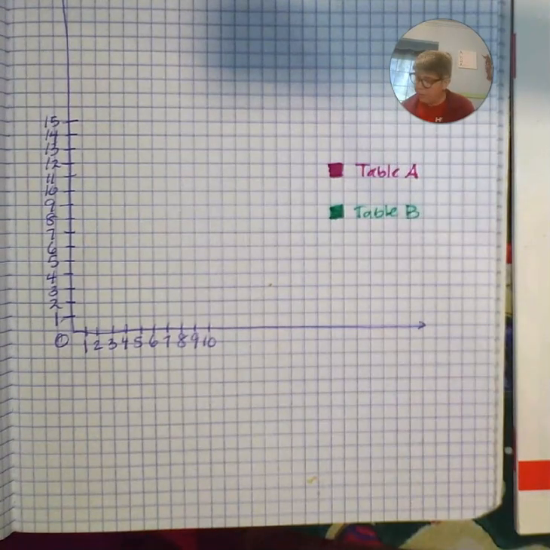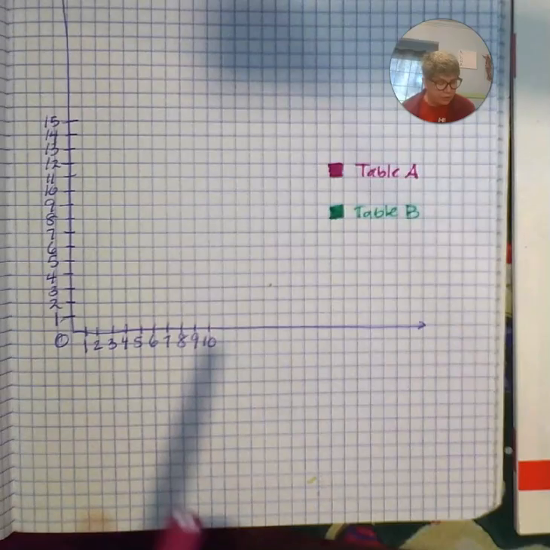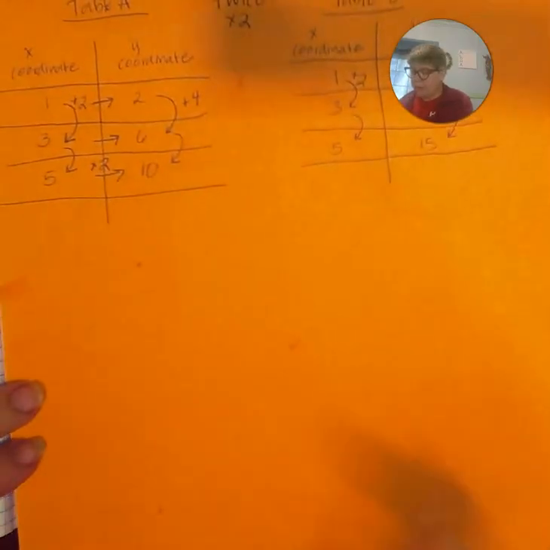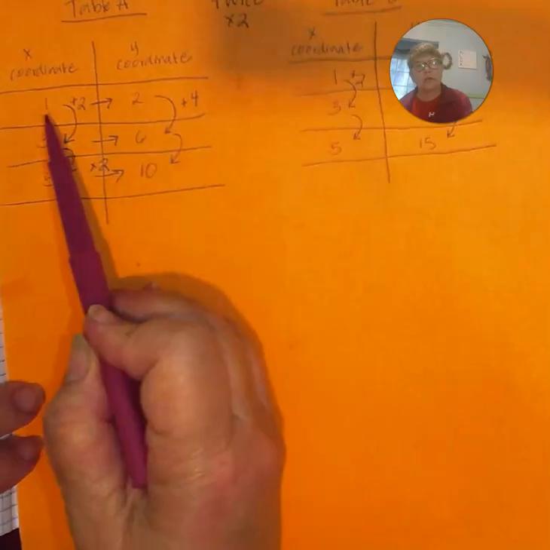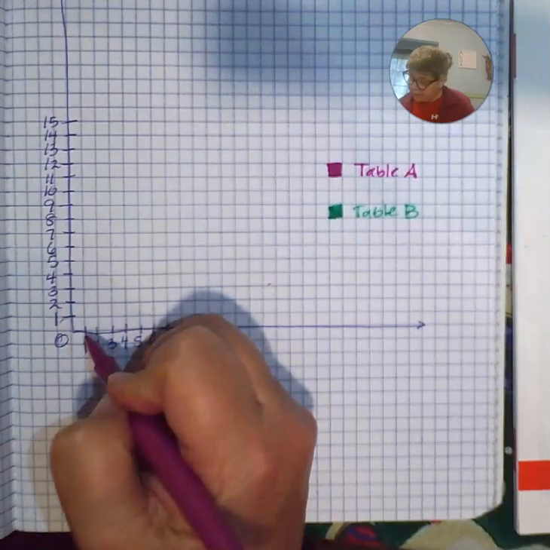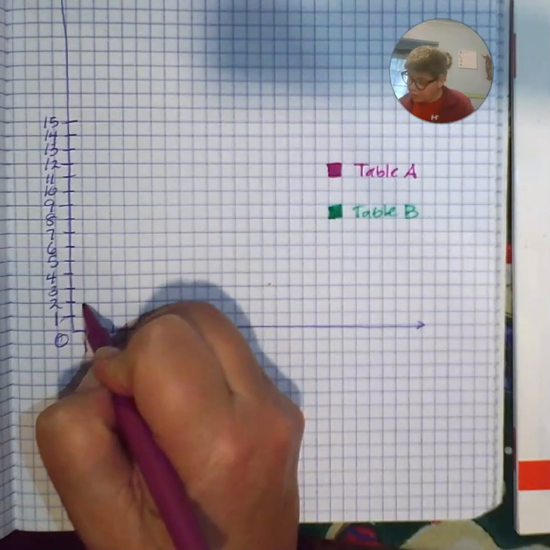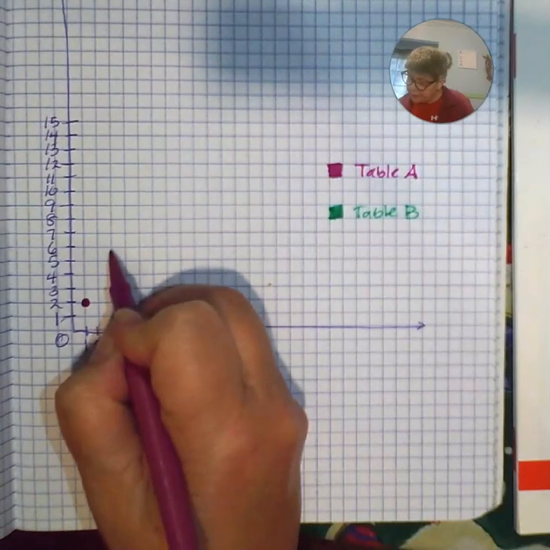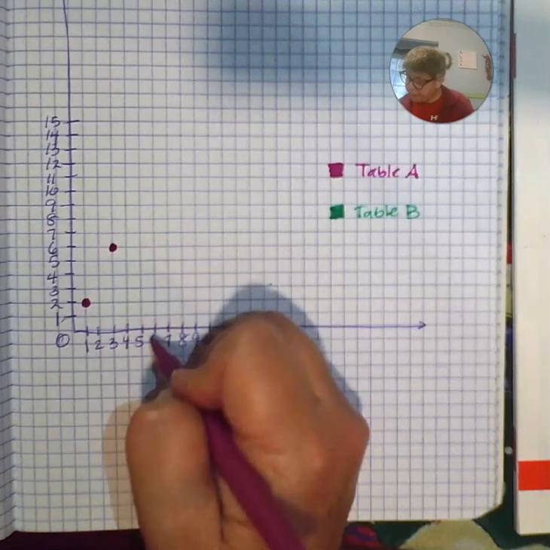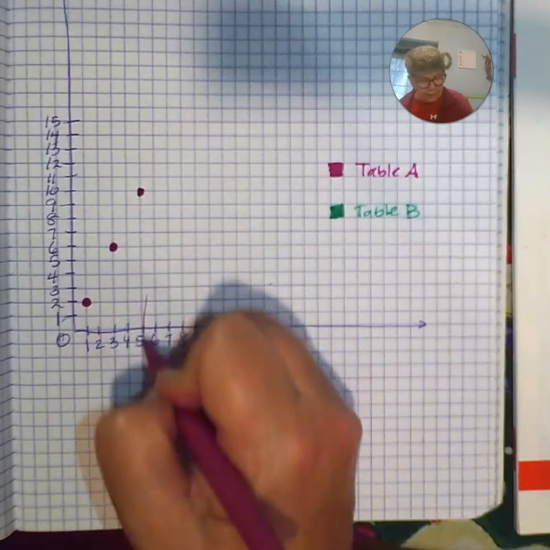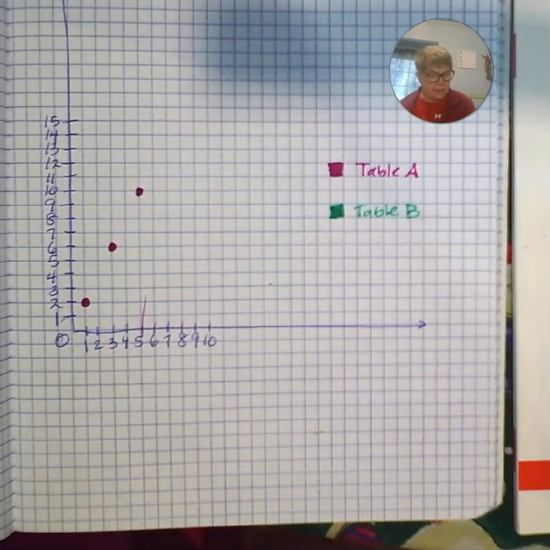I'm going to start with my table A, which is my reddish, and hopefully we're pretty good at plotting our points by now, right? We know our x and our y are going to go across 1 and up 2. So my x is 1, my y is 2, so my point is going to go right here. And then 3, 6, 5, 10. Double checking that I'm on the right line. Looking good, and they line up in a nice line.